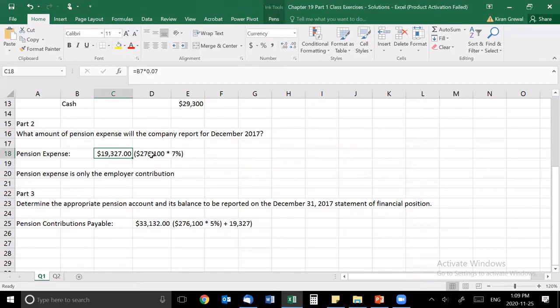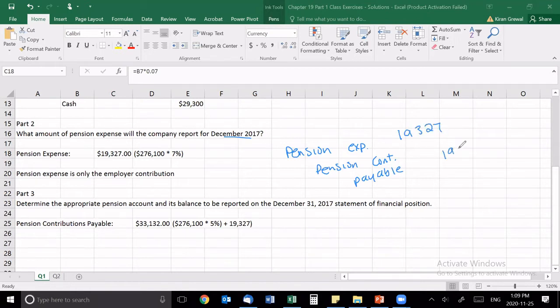days after year end. So what we would do is, I'll show you the journal entry. We would debit pension expense, and we would credit pension contribution payable, because we're not paying the cash yet. We're paying the cash 10 days after month end. So 19,327, 19,327. Okay, so that's your gross salaries and wages times 7%, because that's how much the employer pays.